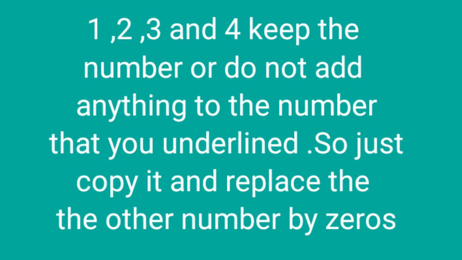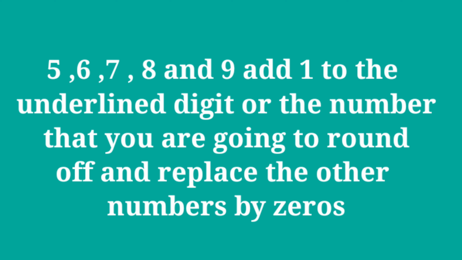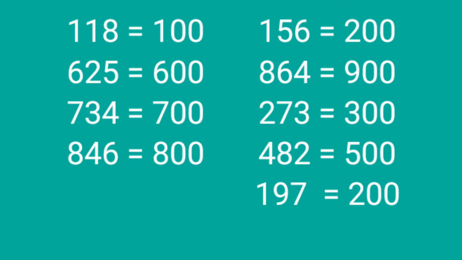Okay, so if you look at the second column, the numbers at the right side of the hundreds place are 5, 6, 7, 8, 9. What you are going to do is add 1 to the hundreds place, or add 1 to the number that you are going to round off. Okay, so see 118, the number at the right side is 1.